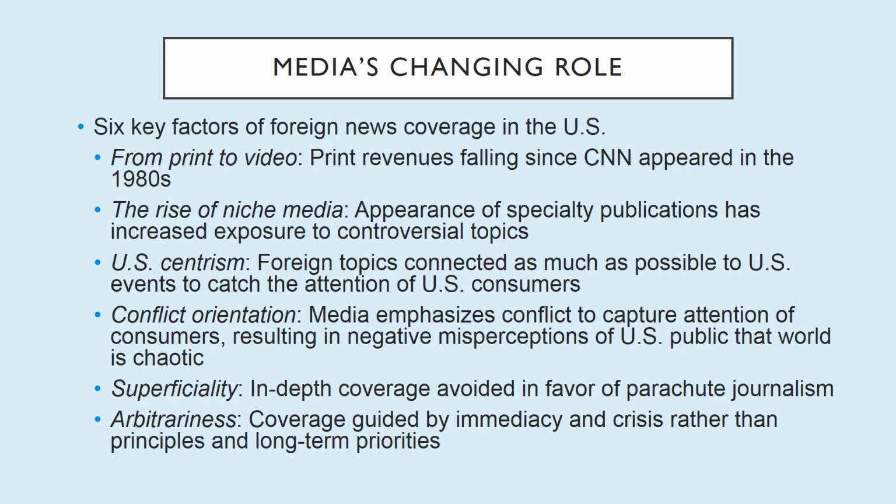One of the things that we mentioned earlier is that there is a U.S. centrism. There is conflict orientation, right? The media are going to seek out conflict and controversy. There is a superficiality, a lack of depth. And in some ways, there is an arbitrary nature to coverage based on a quick reaction and focusing on crises, focusing on conflict, rather than going into a long-term story. And so journalism has changed into covering the immediate story and away from what is called investigative journalism, sort of the long-term stories.